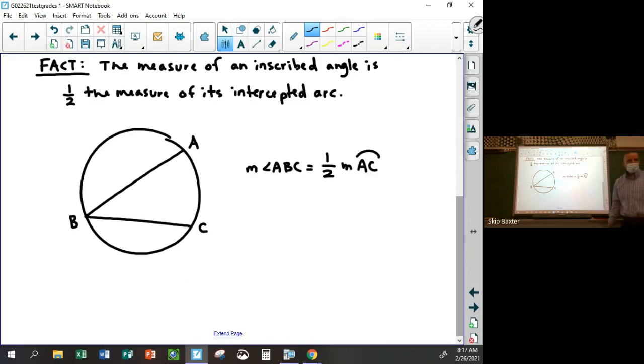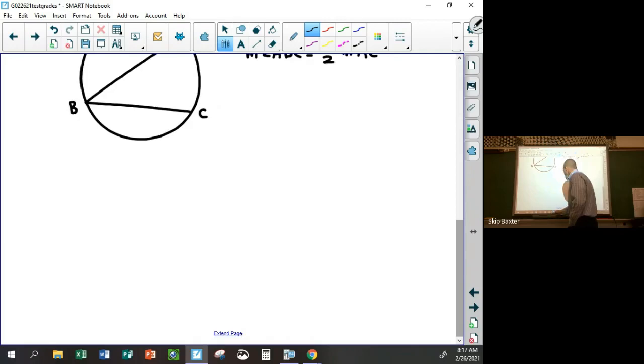Does that make sense? So there's really two types of problems here. There's problems where they give you the angle and you have to find the arc, and there's problems where they give you the arc and you have to find the angle. So if they give you the arc, you just cut it in half to get the angle. If they give you the angle, you double it to get the arc. Okay? Two types of problems.